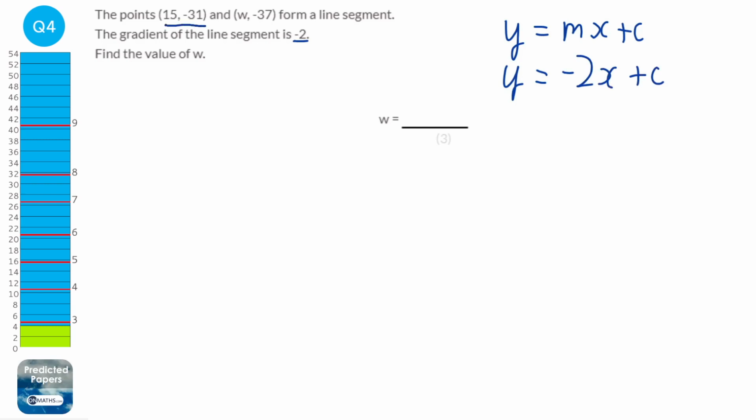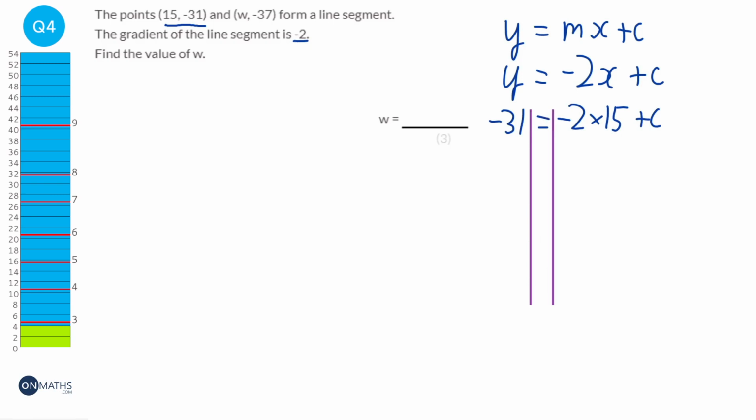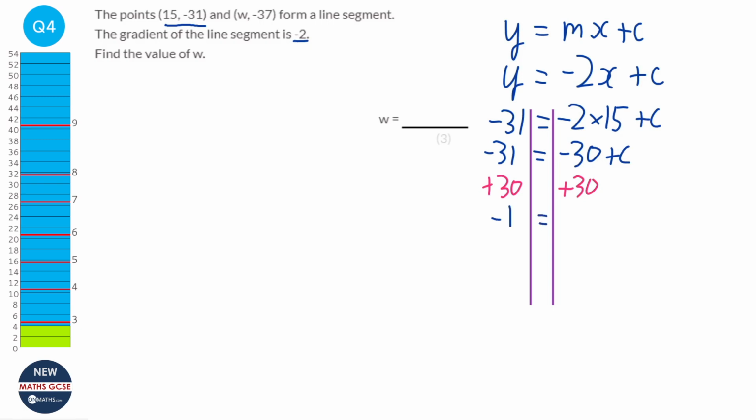So we're going to use this first set of coordinates to work out what the y-intercept is. So y is minus 31 and x is 15. And we're going to use this to solve and find out what c is. So first thing I'm going to do is just tidy this up. 2 times 15 is 30, so minus 30 plus c. And I'm just going to add 30 to both sides to get c on its own. So that would be minus 1 equals c. So c is minus 1. So we now know that the equation is y equals minus 2x minus 1.